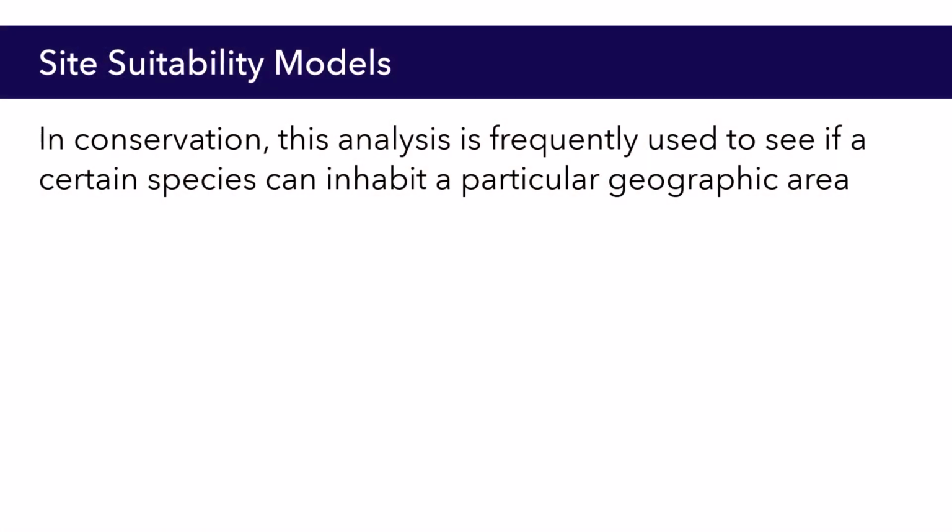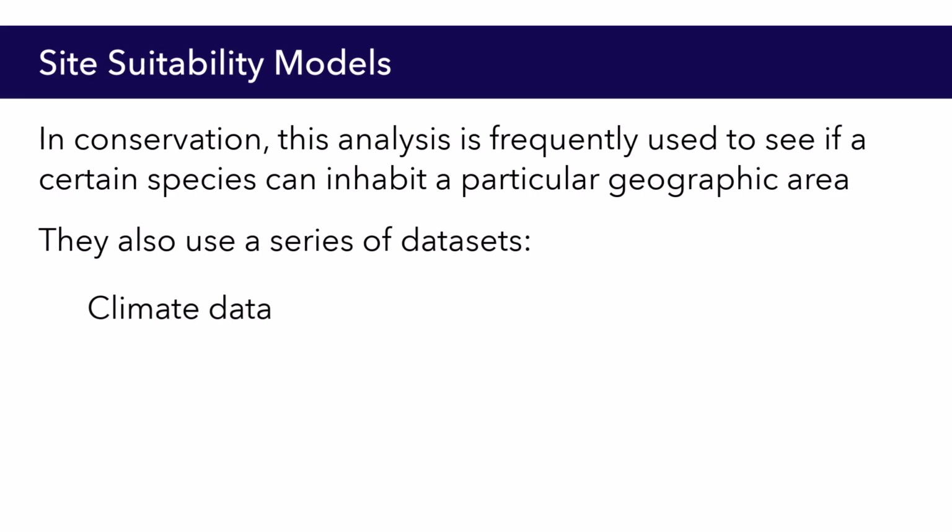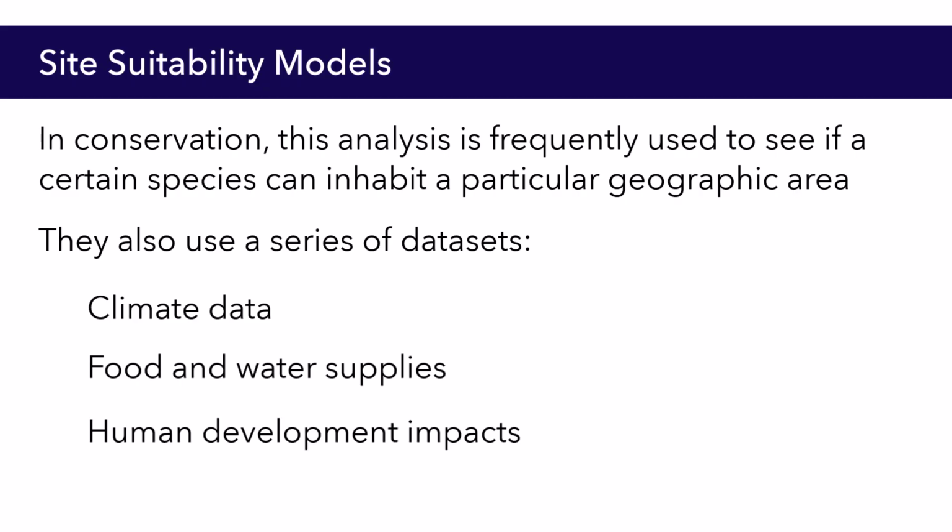For conservation, these types of spatial analyses are common for assessing the suitability of the land for hosting a particular species, and often involve layers to capture whether the climate is suitable, whether there are food and water sources nearby, and whether any existing development, like cities or neighborhoods, might negatively influence an organism's ability to occupy an area.